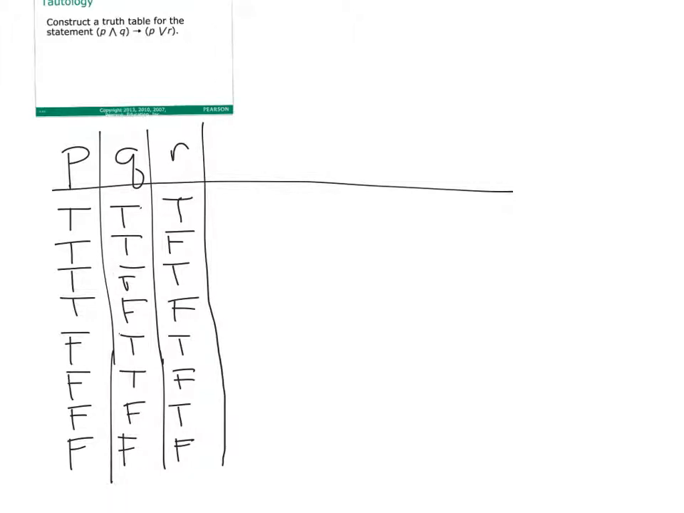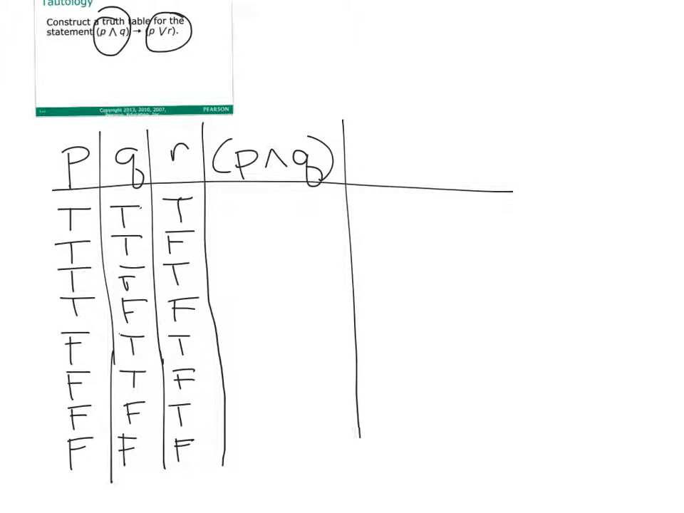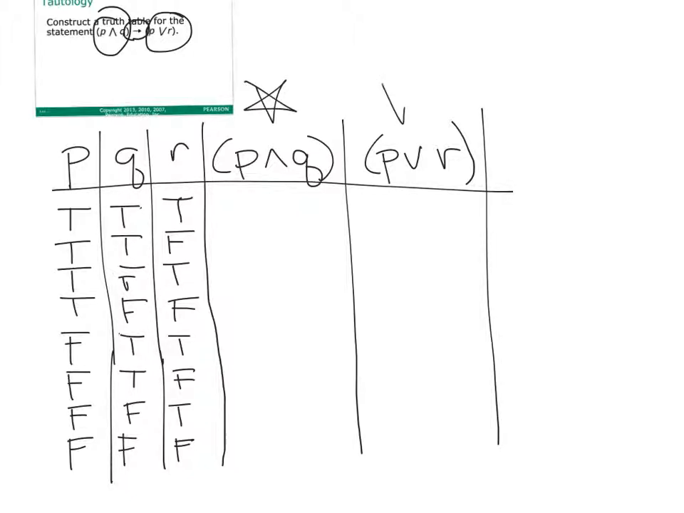Okay, I'm going to have to do my left-hand side first. So my left-hand side tells me that I need to do P and Q. Then I'm going to do my right-hand side, which tells me to do P or R. And then I need to take those 2 columns and compare them. So this column compared to that column. So the P and Q, if P and Q, then P or R. And we'll see what happens in that last column.